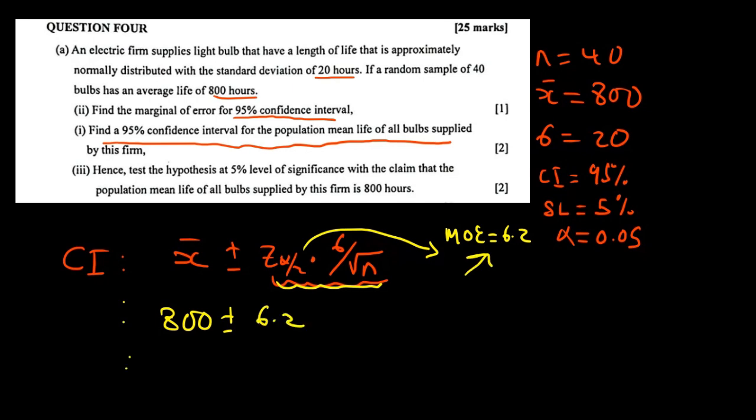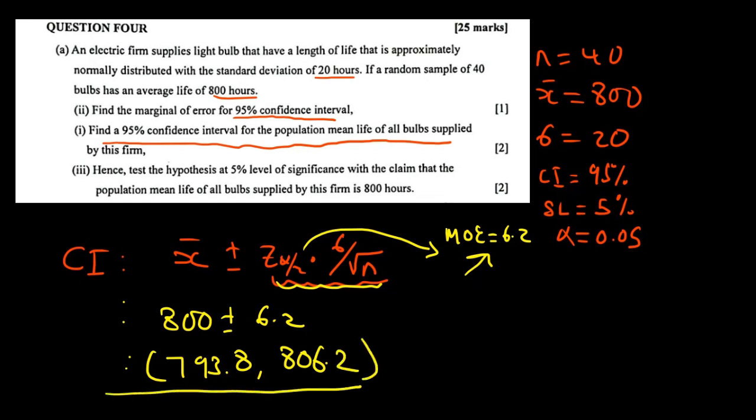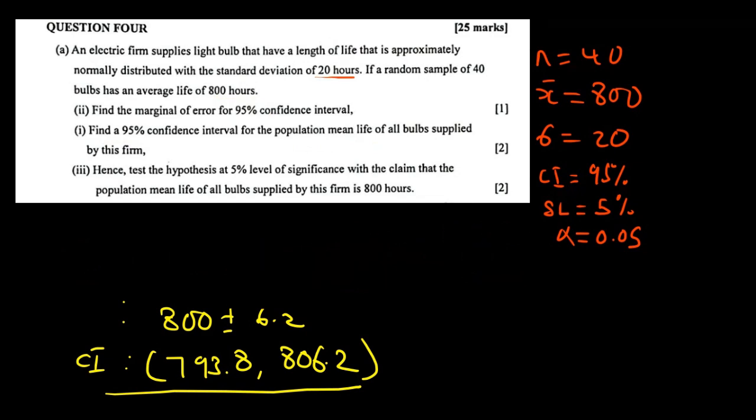Our confidence interval will be 800 minus 6.2, which is 793.8, and then 800 plus 6.2, which is 806.2. So what we have here is our confidence interval. We've solved the second part. Let's solve the last part of this question.